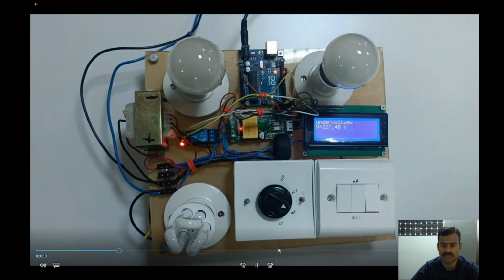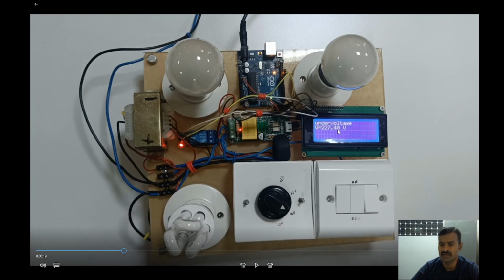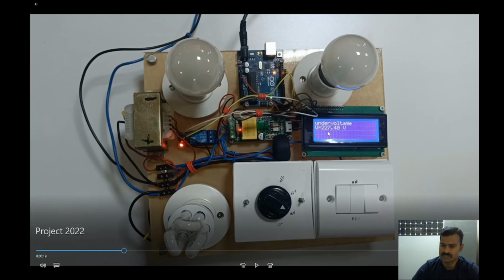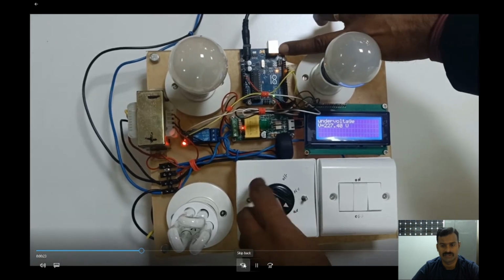Now I am going to keep it in the under voltage position. So this is my under voltage position. Now I get 227.4, as I showed in the code. Anything less than 230 will be considered as under voltage. So this is the under voltage condition, and the relay has turned off the lamp. The switch is still in on condition, but the lamp has gone off because the voltage is less than the set voltage limit for under voltage. So I reset this.